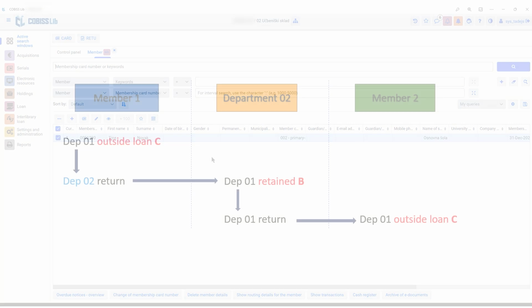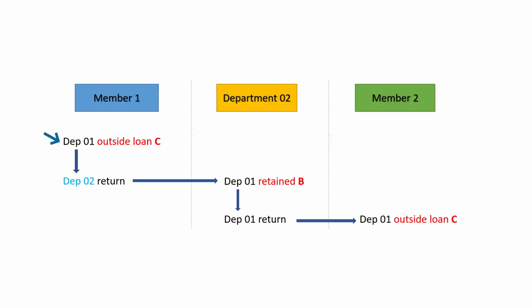A copy that was on loan from a library department and returned to the textbook fund department is deleted from the member's list of recorded material in the department where the member borrowed it. This material receives the status B, retained, in the material records of the department where it was returned. In your case, this is the textbook fund department.